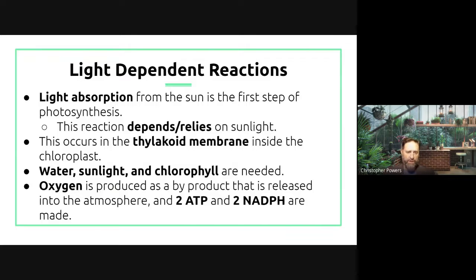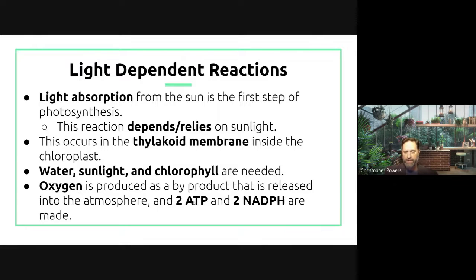I am going to say that this occurs in the thylakoid membranes inside the chloroplast. They took away the requirement to learn that specific reaction in the membrane. All right. Water, sunlight, chlorophyll are needed. We just saw that. So water, sunlight, chlorophyll are needed in this light dependent reaction. Oxygen is produced as a byproduct. It's a waste product into the atmosphere.